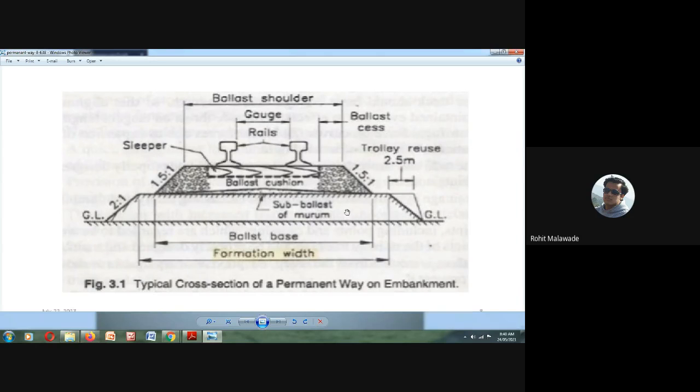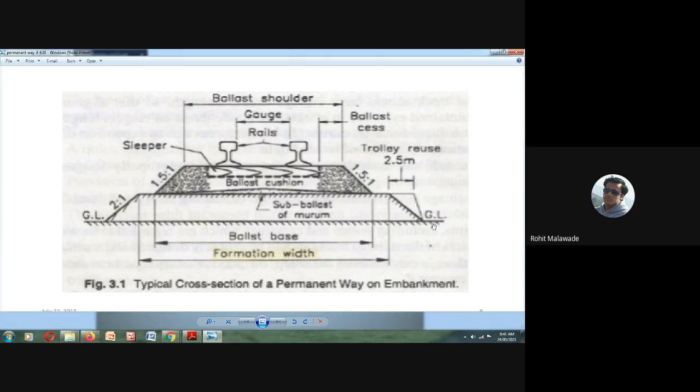We will see what exactly the embankment is. Now, what is an embankment? An embankment is nothing but a raised bank of earth or other materials constructed above the natural ground. The formation level itself, we call it an embankment. It is a raised bank of earth or other material constructed above the natural ground.